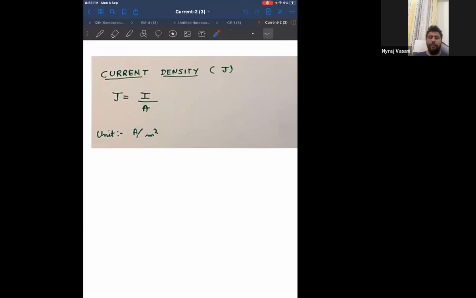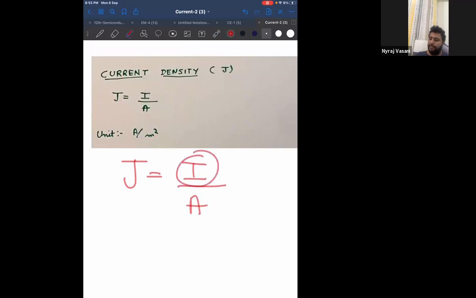And remember, what is population density? Population density is population over a given area. Similarly, what is current density? The amount of current over a given area is called current density. Current density is denoted by capital letter J, and the formula for current density is current over a particular area.